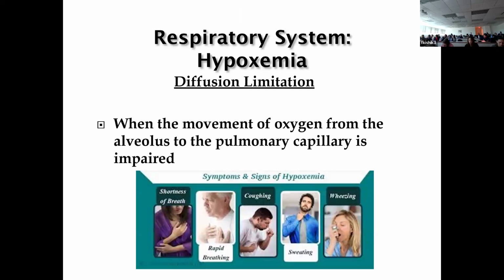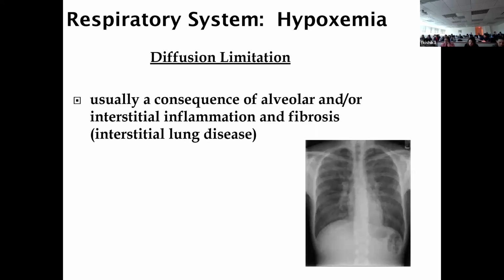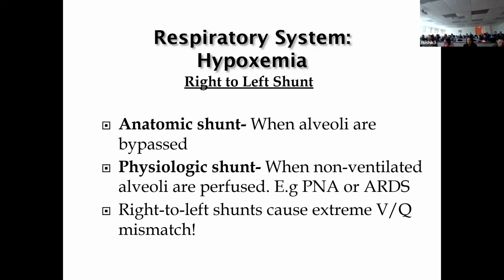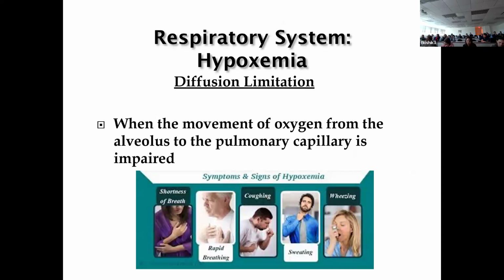When the movement of oxygen from the alveolus to the pulmonary capillary is impaired, you're going to have symptoms of respiratory distress: shortness of breath, rapid breathing, coughing, sweating, diaphoresis. That's a diffusion limitation. It's usually a consequence of alveolar or interstitial inflammation and fibrosis, like interstitial lung disease. So now we're talking about concepts basically, and we'll get back into them again. They can be confusing.